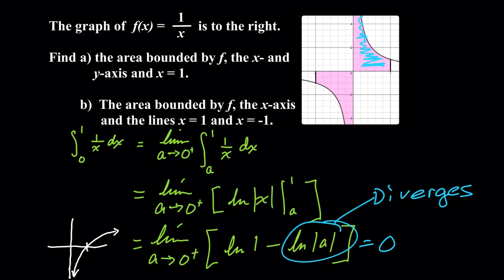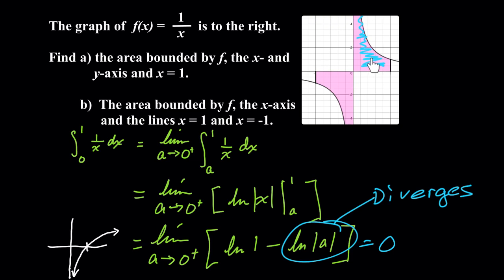All right, so then the second part of this question says, find the area bounded by f, the x-axis, and the lines x equals 1 and x equals negative 1. Well, what would happen is we would break up this problem into the integral of this from negative 1 to 0 plus the integral from 0 to 1. Well, we know that this area diverges.